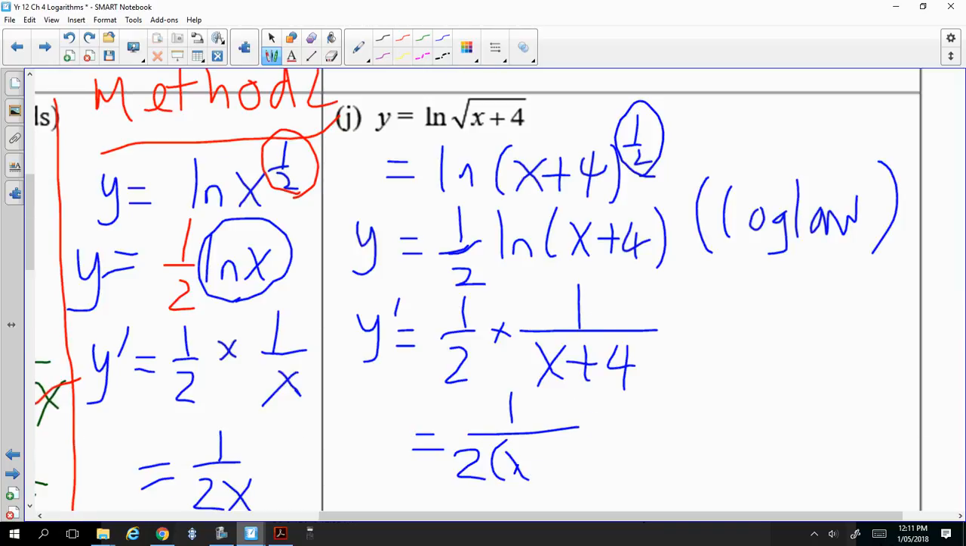Okay, question. Right, try the next few, see if you can use the log law. That will make it very easy.